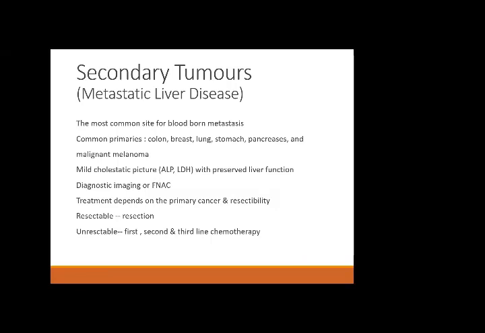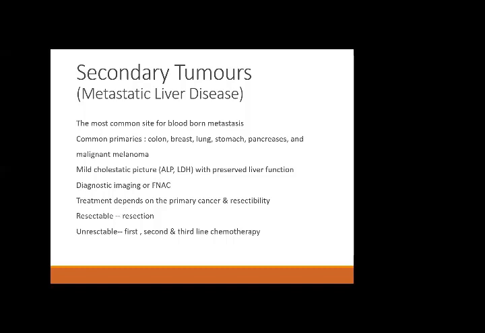One slide only for the secondary tumors. The most common liver tumor overall is called metastatic liver tumor. The most common sites have blood metastasis in the liver. Primary means where they are coming from. The primary can be colon, breast, lung, stomach, pancreas, and malignant melanoma.